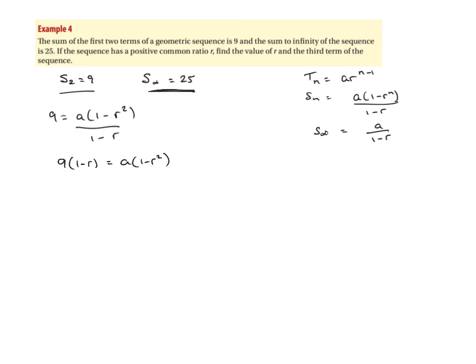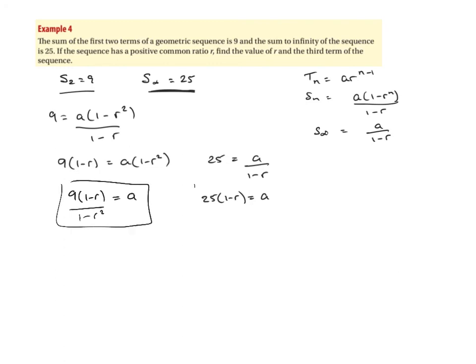S infinity here, the second one, is equal to 25, so we know that 25 is equal to a over 1 - r. What we can do here is rearrange this and say that a is equal to 25(1 - r). We can then rearrange this other one on the left here, to get this in terms of a as well. So we can say that a is equal to 9(1 - r) all over (1 - r)^2. That now means that we have 2 equations that are both equal to a, and we can now put them equal to each other.